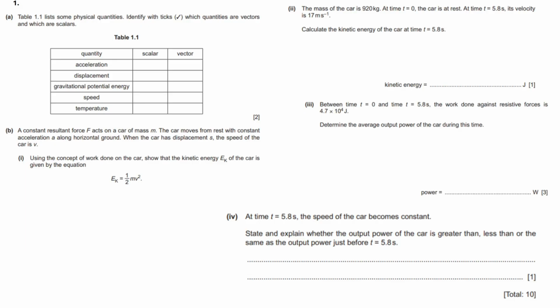Okay, so for number 1A, the table lists some physical quantities and we want to identify with ticks which quantities are vectors and which are scalars. And we have acceleration. In this case, it is a vector, so we're going to be checking the second box.